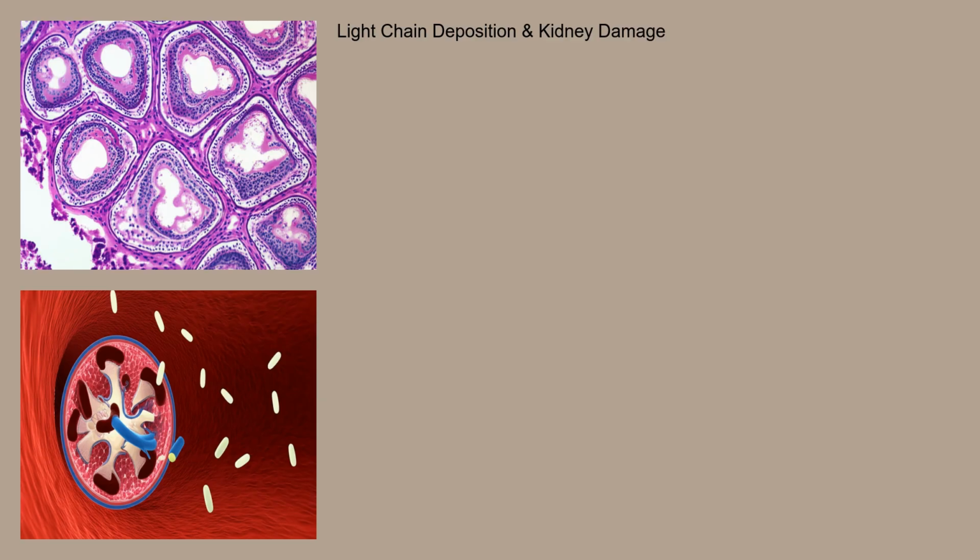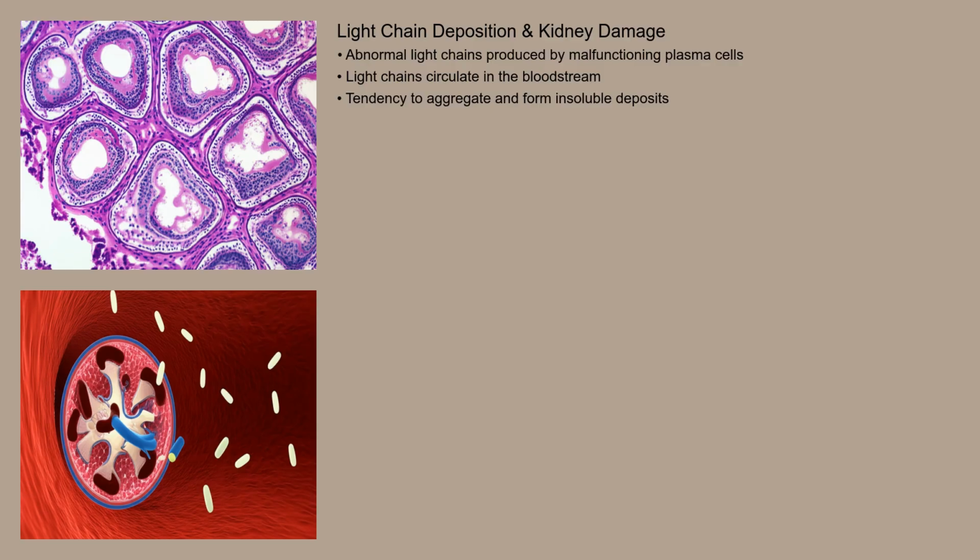So, how does the abnormal light chain deposition lead to kidney damage? The malfunctioning plasma cells churn out these light chains, which circulate in the bloodstream. These flawed light chains have a strong tendency to stick together and form insoluble deposits. These deposits primarily target the kidneys, specifically the glomeruli, which are the filtering units of the kidney.